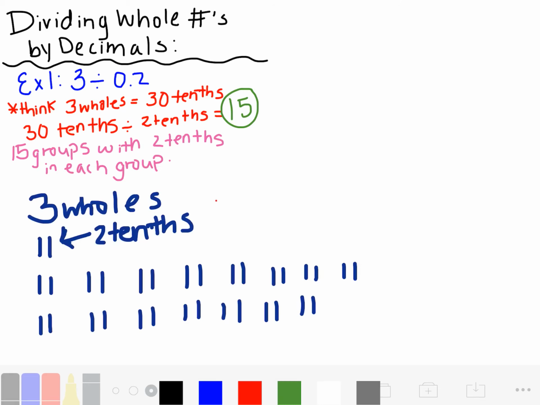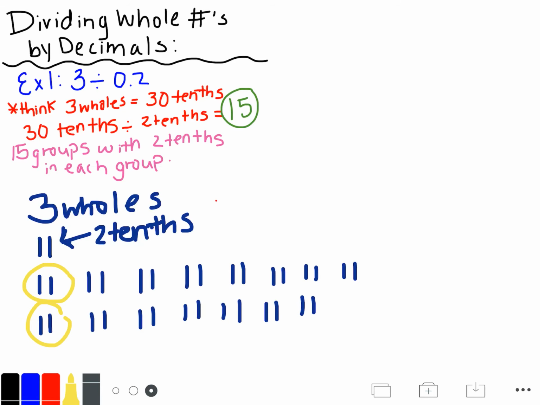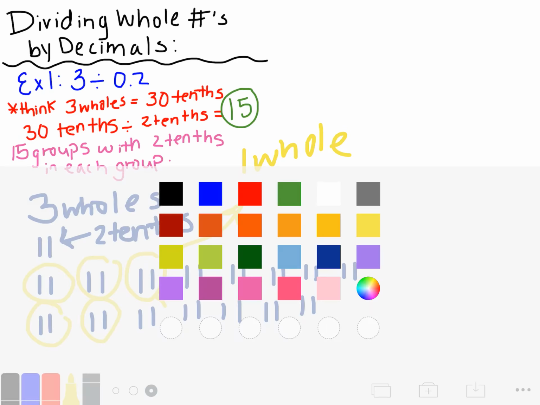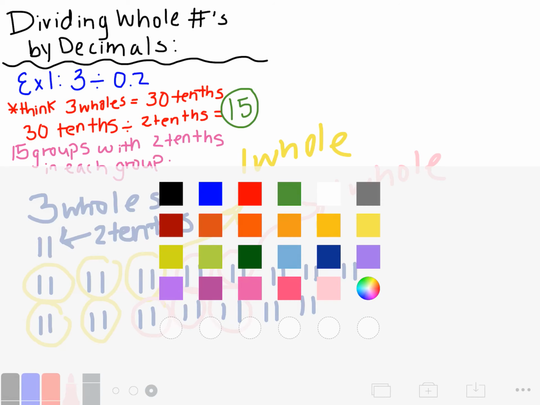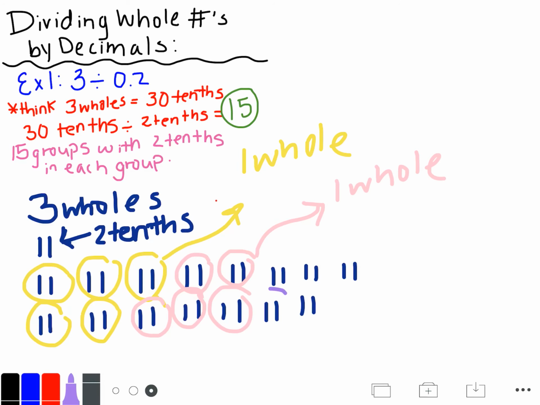I'm going to circle those with a different color so you can see what it looks like. One set of my groups, 5 groups, which is 10 tenths, would give me 1 whole. The next color will also show 5 groups with 2 tenths, again another whole, or 10 tenths. Then one final color represents the last whole, or the last 10 tenths, which is 5 groups of 2 tenths.